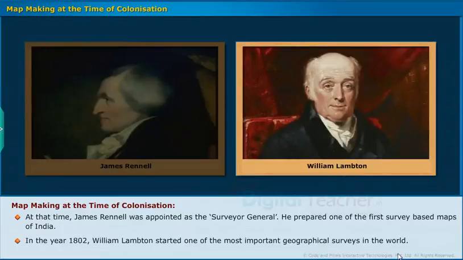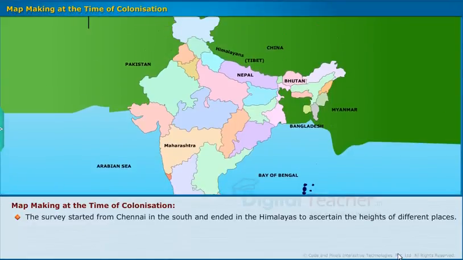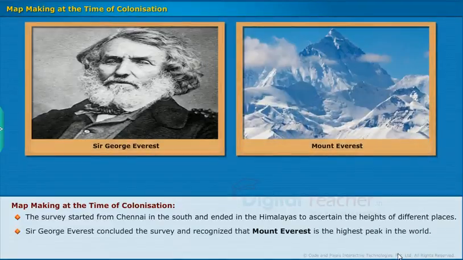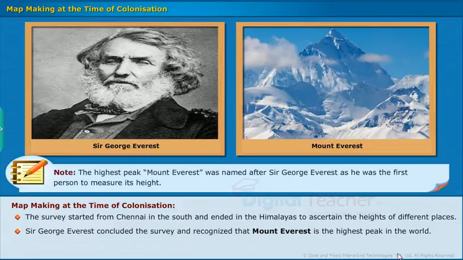In the year 1802, William Lambton started one of the most important geographical surveys in the world. The survey started from Chennai in the south and ended in the Himalayas to ascertain the heights of different places. Sir George Everest concluded the survey and recognized that Mount Everest is the highest peak in the world. Note: the highest peak, Mount Everest, was named after Sir George Everest as he was the first person to measure its height.